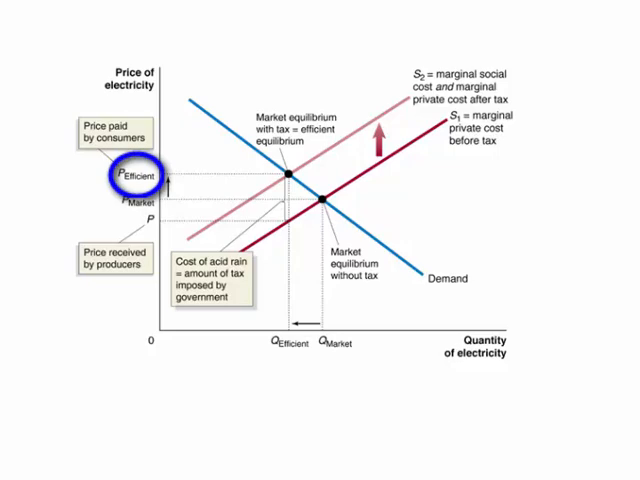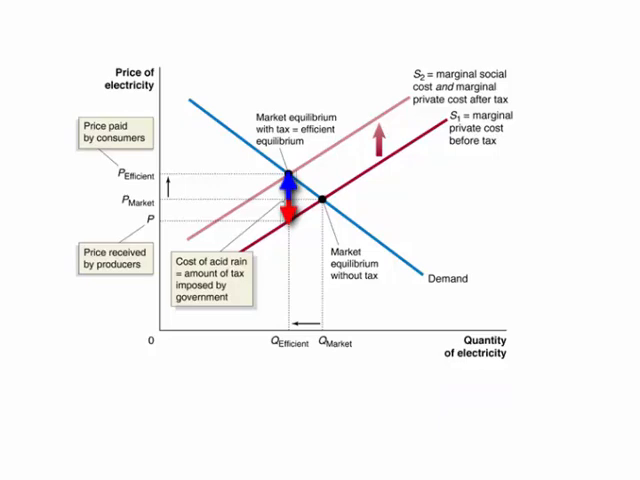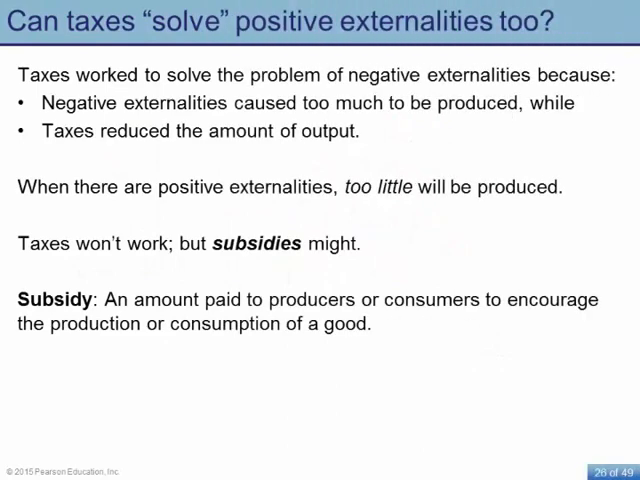Therefore, we see the cost of a tax on producers will be split between the producer and the consumer, which is needed to be done in order to correct for the negative externality caused in the marketplace. So taxes internalize the costs associated with a negative externality back into the marketplace, which reduces the economically inefficient overproduction of the good back to an economically efficient level of production.